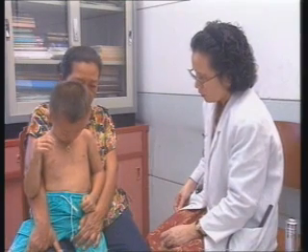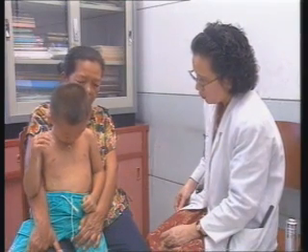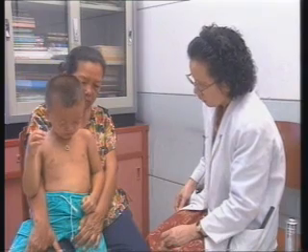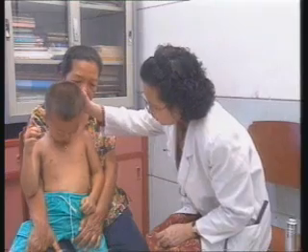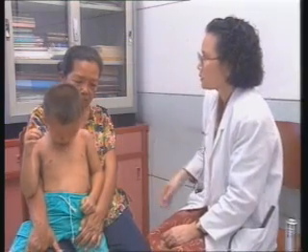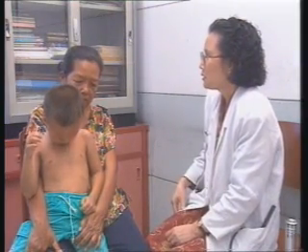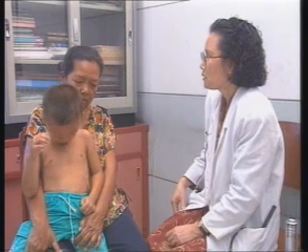If you are not successful in getting the child to bend its neck, you should slowly, gently, put your hand behind the child's head and try to bend the neck. The neck should move easily.